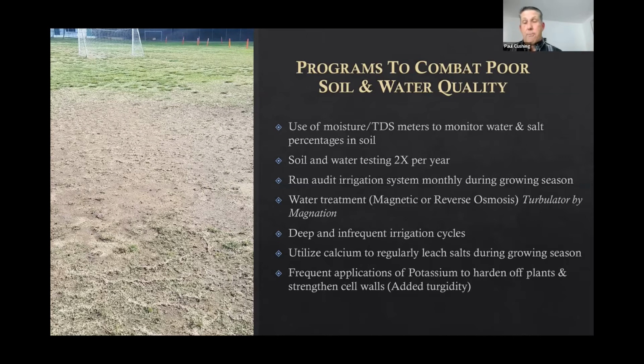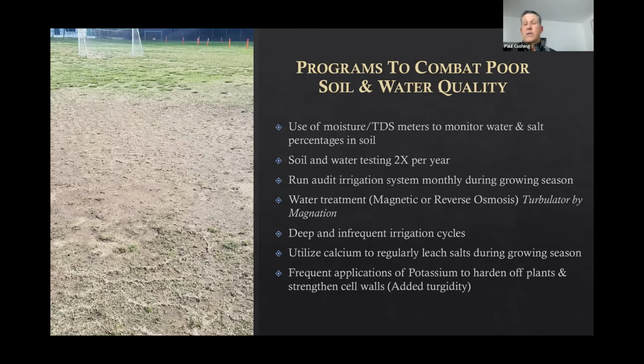I'm not here to push any products. That's not what I'm trying to do. But an example, there's a product called a turbulator by Magnesium, which fits onto your main line coming out of your water source. And before it hits your sports fields, it's injecting ions into the water to help negate sodium and different things. And so there are some great tools to help you if you do have poor water instances.